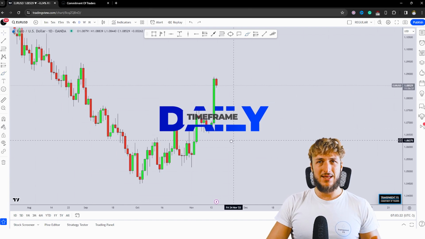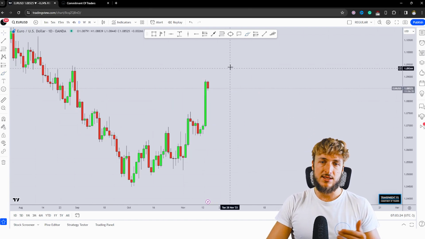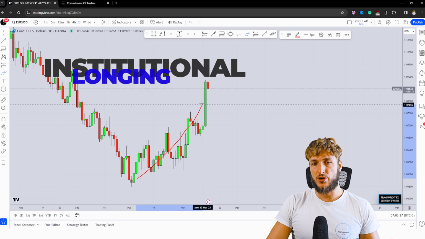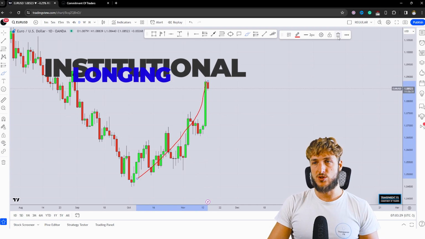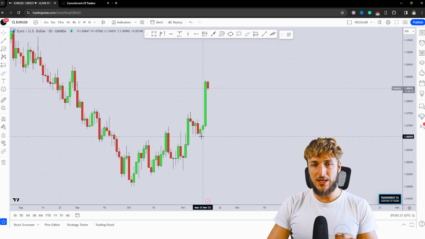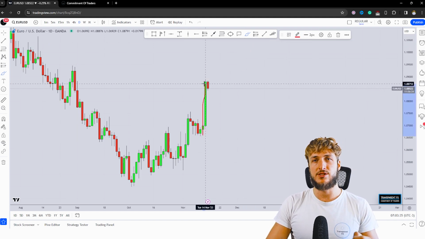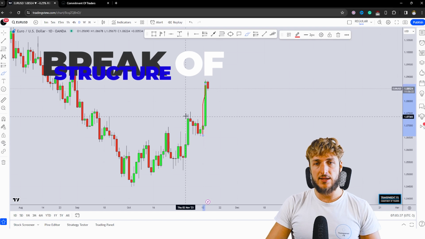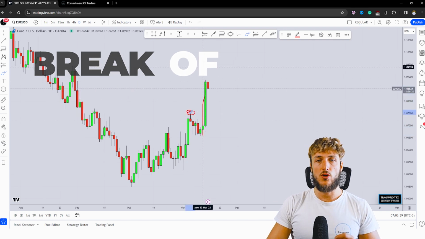So EURUSD at the moment is extremely strong. Moving back to the technical side of this market, first of all, we can see that as institutions were longing, clearly the market was pushing higher. However, when it comes back to the technical side of this market, we can notice how with the creation of this impulse, we had a break of structure.